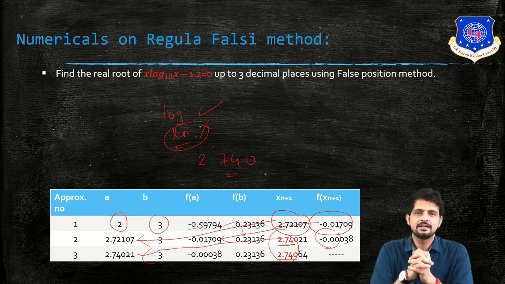So in this way, we can solve more numericals on the basis of the regula falsi method. See, this was about chapter number 2. Almost we have completed 4 methods. You have to solve more numericals from the question bank. And if you have any type of doubt, you can contact me personally.